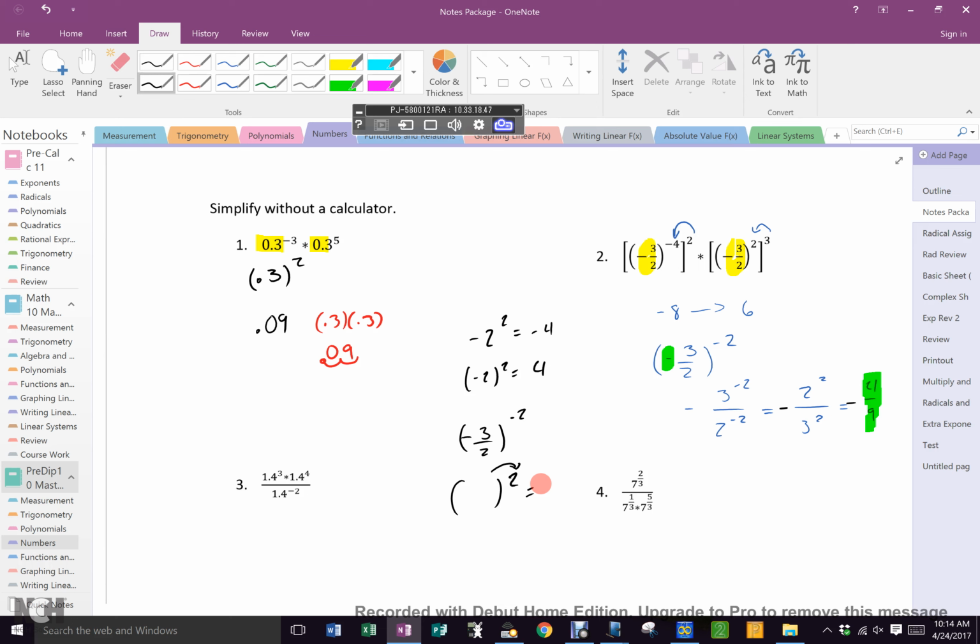Everybody understand? I have a question. Max. If the minus was outside of the base. What if this was negative? What if this looked like this? Now what's the answer? So these are positive in here. What's the answer now? Negative 4/9. Cool?